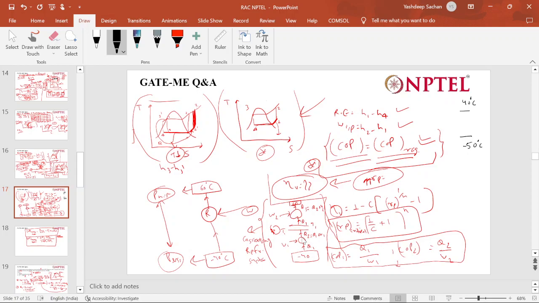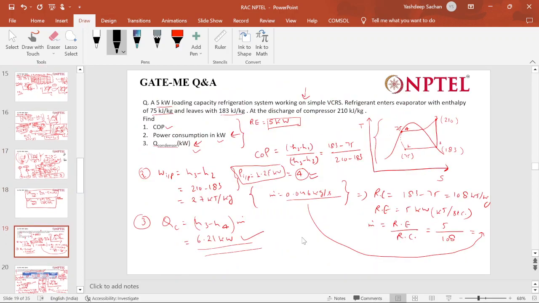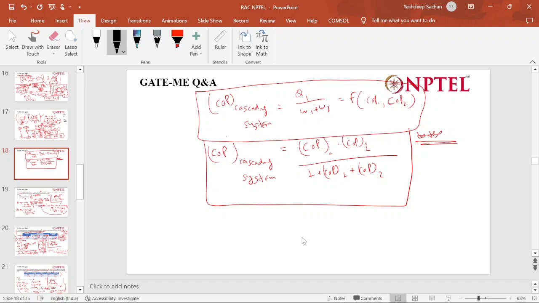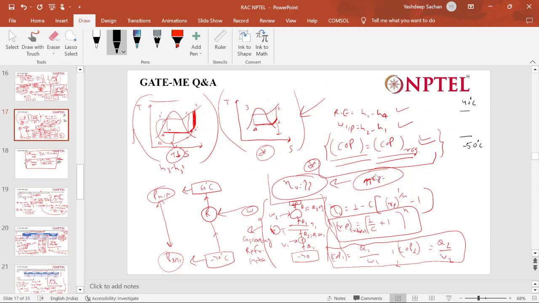Okay, sir. So now keep this formula in your hand. Now take a screenshot of it. If you are remembering it, then it's very good. If not, then keep this screenshot of that. Because what is the COP of the overall system? COP of the overall cascading system is COP of 1 into COP of 2, divided by 1 plus COP of 1 plus COP of 2.